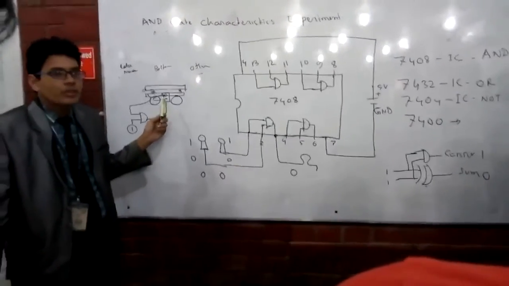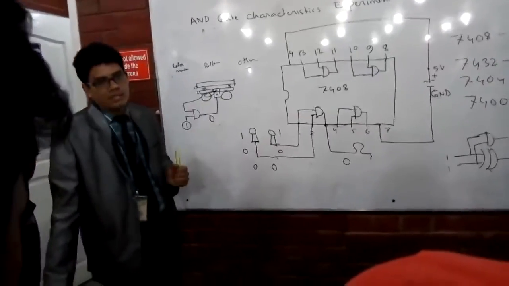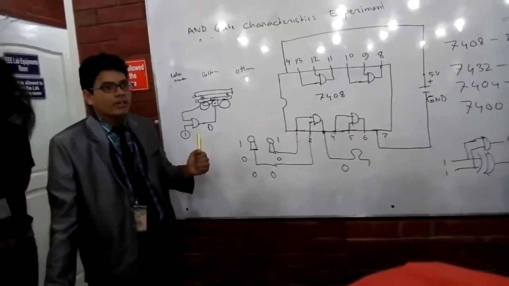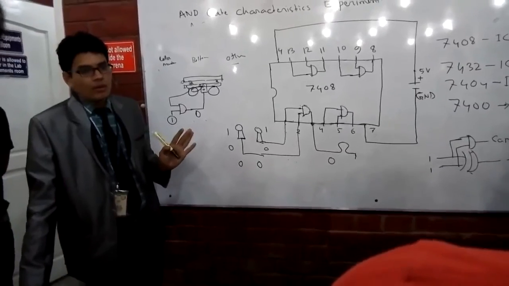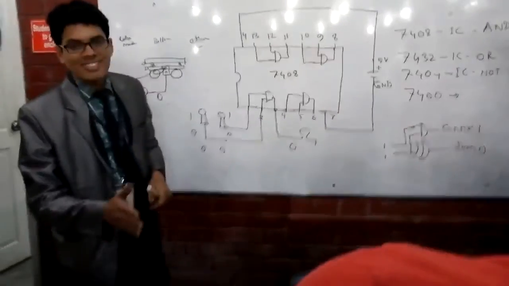So that is why you need to learn this digital system, to interpret automatic control systems. Do you understand? Yes. Okay, that's it. So we will now conduct this experiment.